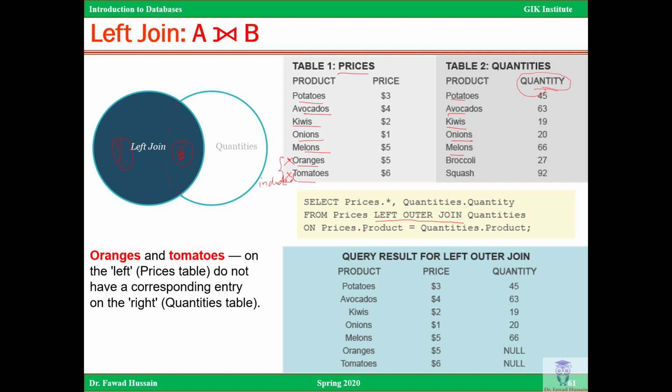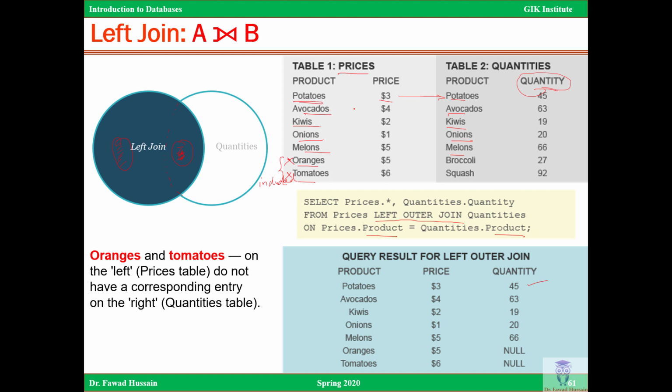Which columns do we have to make this join? From the prices side it's the product, and from the quantity side it's also the product. So product and product. So we have all the entries of potatoes. Here are potatoes. The price is $3. There's a matching entry, yes, so you include the quantity as well.